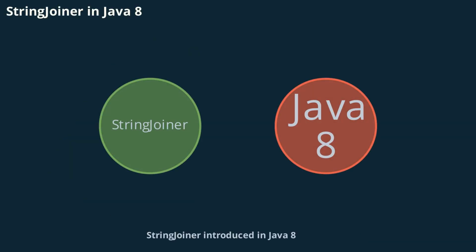StringJoiner, introduced in Java 8, is a utility class for constructing strings with a delimiter, prefix, and suffix. It's especially useful for building comma-separated lists or other formatted outputs. StringJoiner simplifies code and improves readability when you need to join multiple strings together.